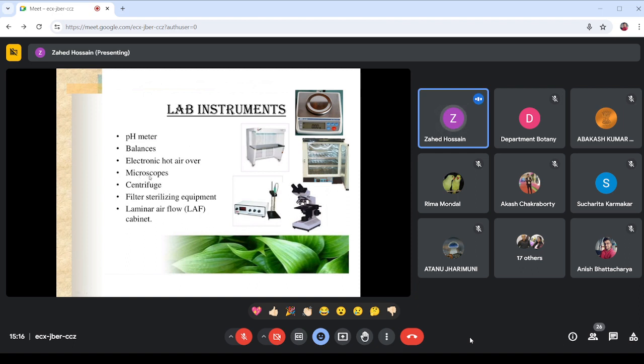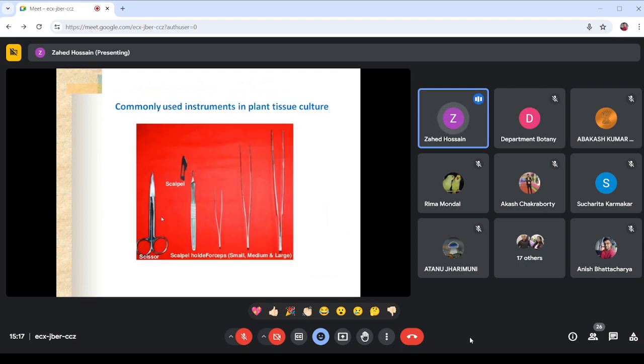You need a microscope, mostly the stereo microscope, to observe whether there is any development of somatic embryos or not. You need a centrifuge, you need filter sterilization, and most important, you need the laminar airflow or laminar hood, because in the first slide I mentioned that you have to culture each and every part, whatever the explant, on nutrient media but under aseptic conditions. So laminar airflow is that cabinet which provides ultra clean air. So these are some common instruments, or you can say utensils, that are basically required for culture initiation.